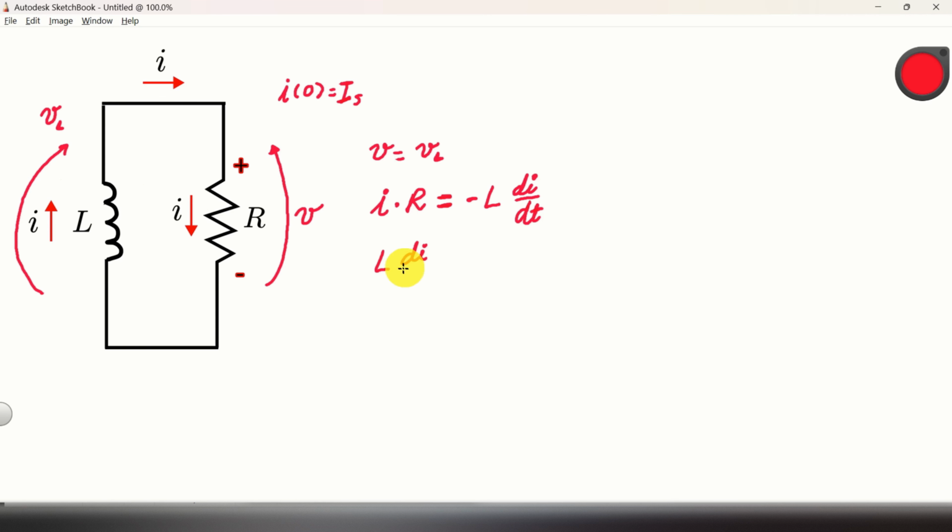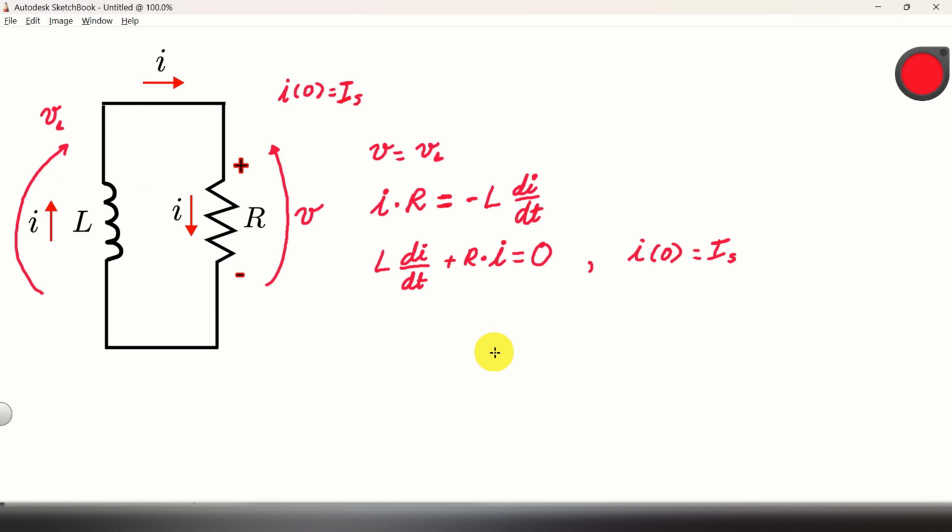Okay, now we can write this equation in this form. L di over dt plus R multiplying I is equal to 0. This is an ordinary differential equation with constant coefficients, and in addition it is linear. Consequently, we can use the Laplace transform techniques to solve this equation. And over here, we also have to add the initial condition, that is, at the time instant 0, I of 0 is equal to IS.